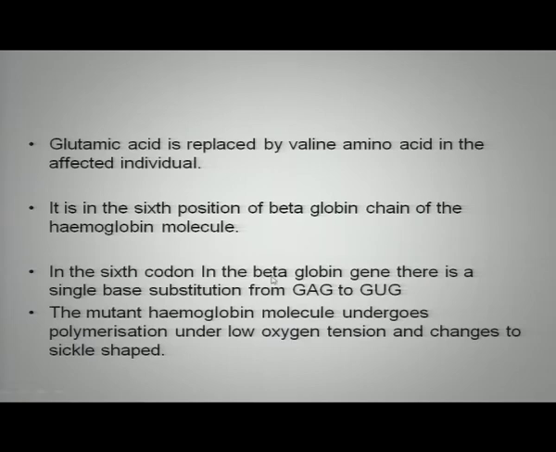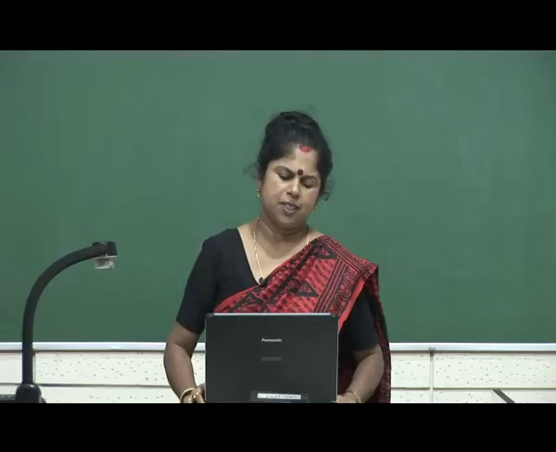I have already told you, only one particular nitrogen base is affected, that is, the GAG codon changes to GUG. So, here you can see in the place of A, here comes U. Because of this nitrogen base or nucleotide change, substitution, this happens. The mutant hemoglobin molecule undergoes polymerization under low oxygen tension and changes its shape into sickle shaped. That results in the production of sickle shaped RBC.